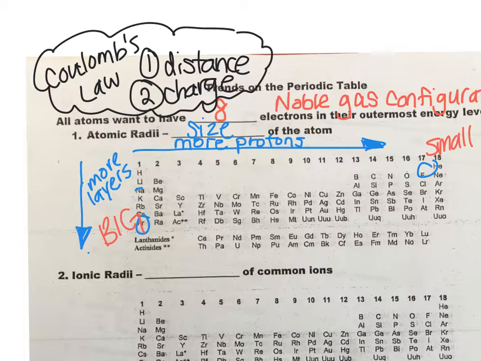Okay, so we're increasing the number of protons, so that means we have more pull. As you move from left to right, we're increasing the number of protons in the center of that atom, or the nucleus, so they're going to be pulling more on the electrons. Now, is that true?